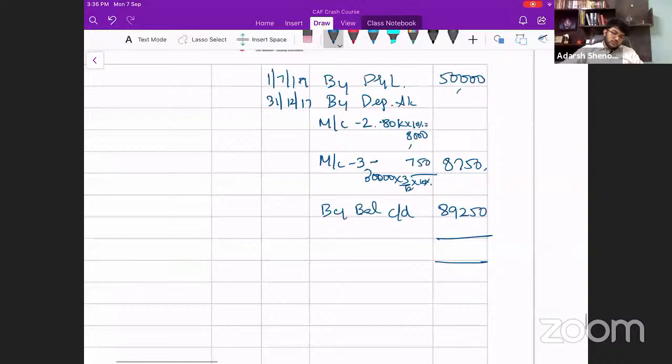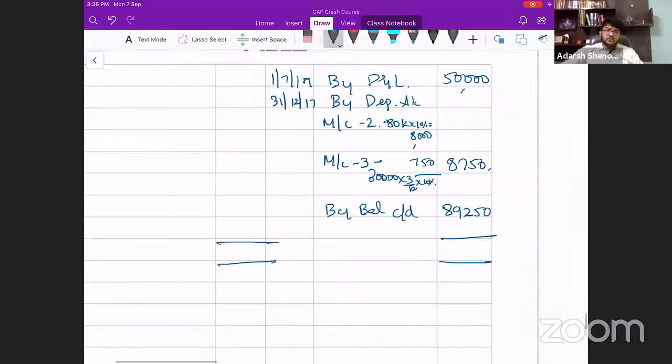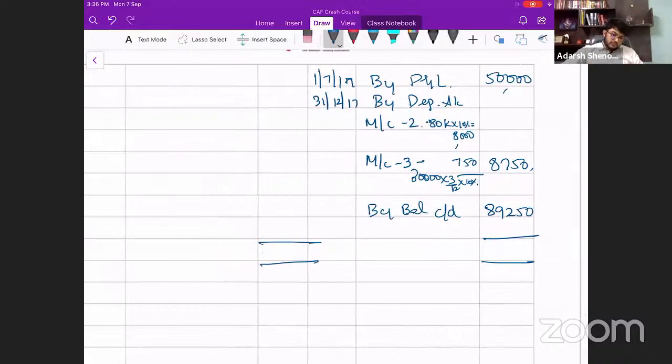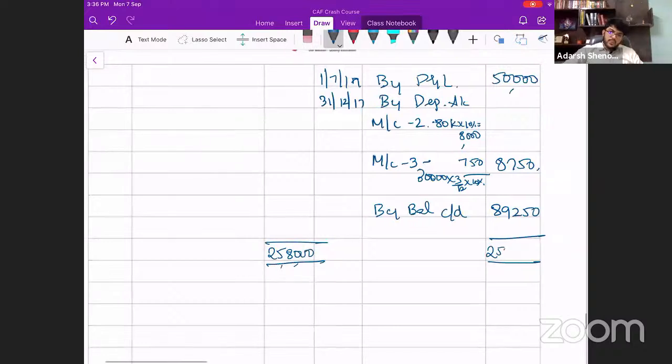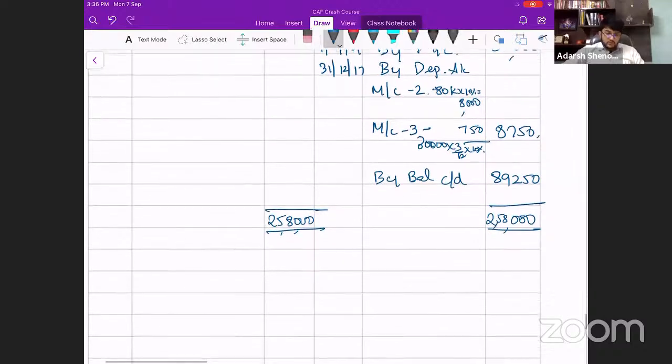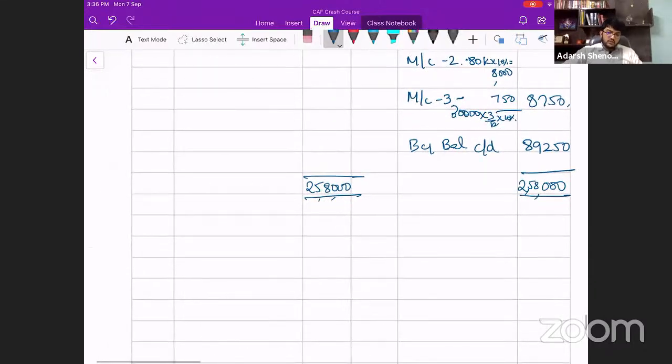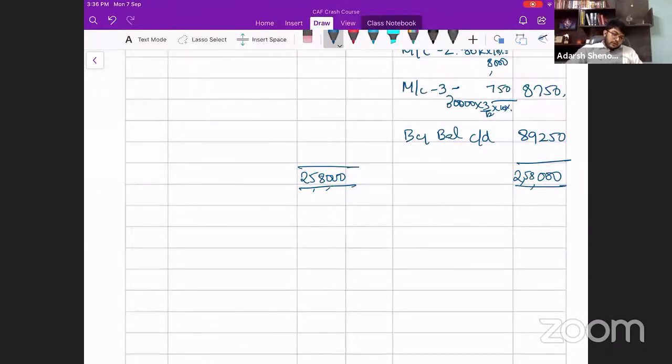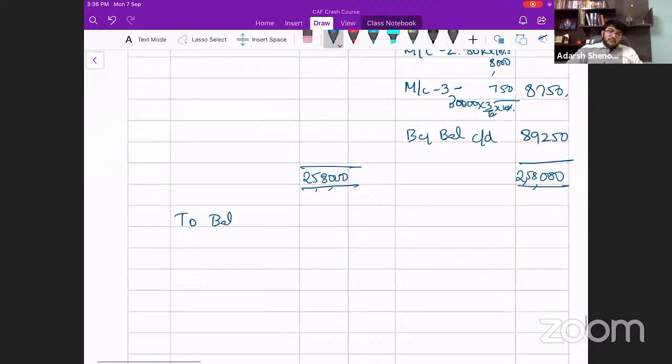What is the total? 2,58,000. The benefit is derived from the date it has been used, Harsha. So we have to charge depreciation from that date. Okay, so the balance brought down is 89,250.